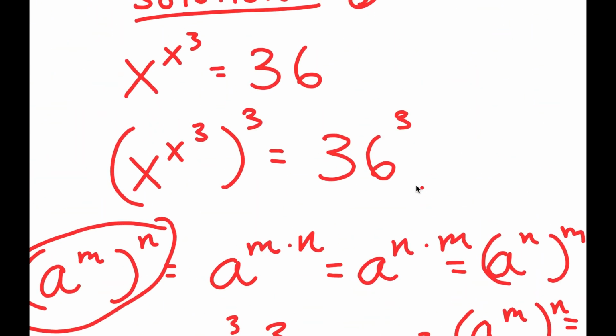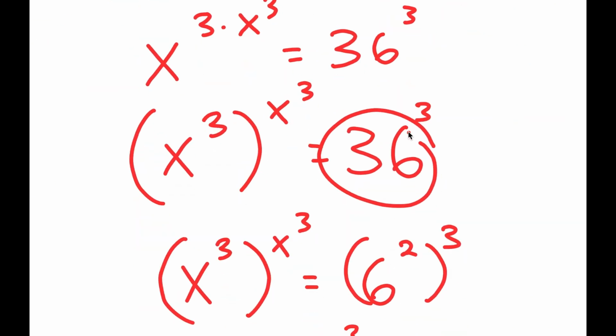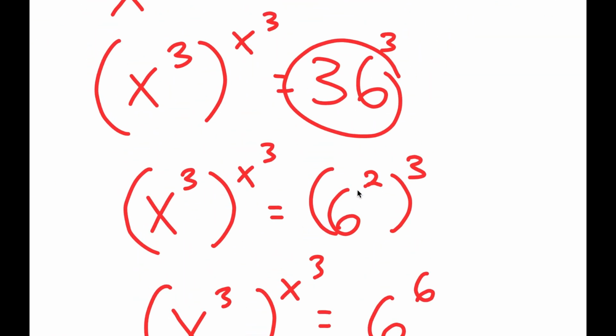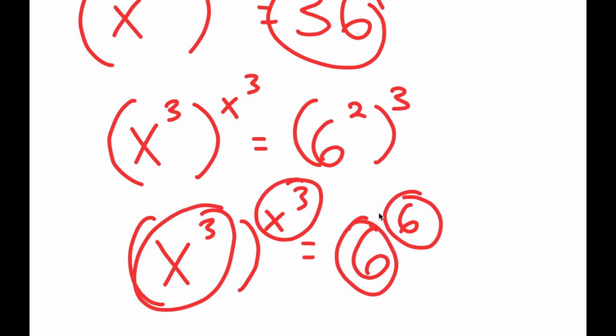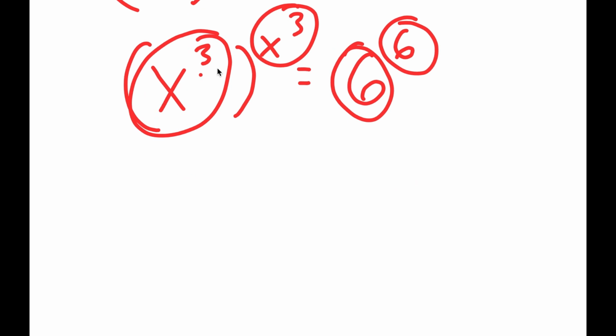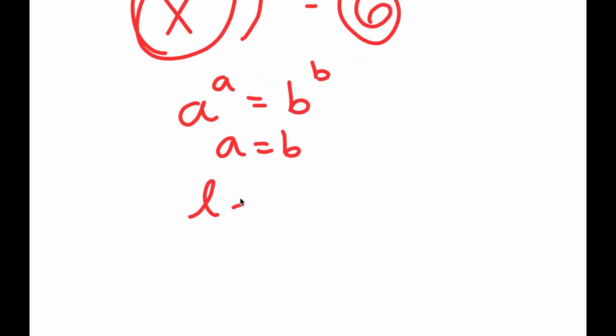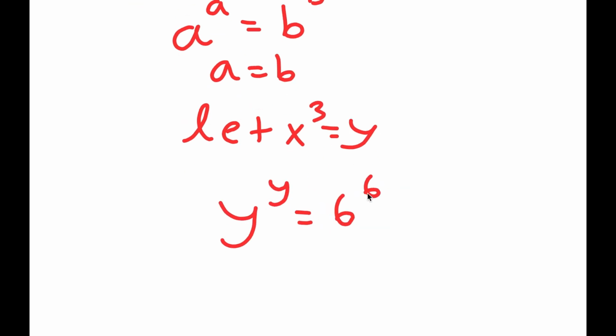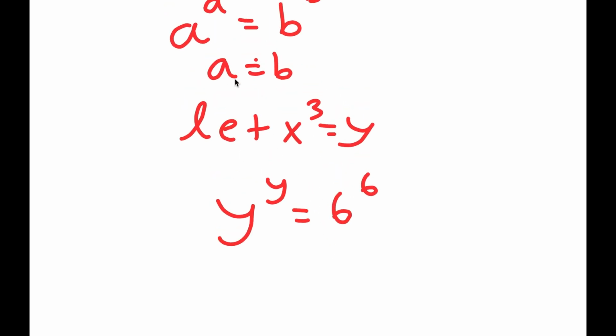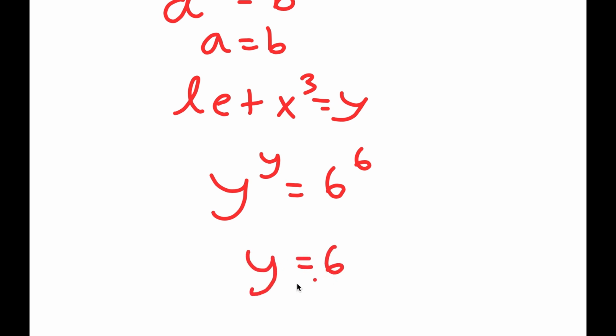Now remember, at the start, how I took the power of 3 on both sides, the reason I did that was because now I have something to the power of something is equal to something to the power of something. So we can just say x to the power of 3 is a, and 6 is b. So if I have something in the form a to the power of a is equal to b to the power of b, this means that a equals b. But I'm going to let x to the power of 3 equal to the variable y. So I get y to the power of y is equal to 6 to the power of 6, and I'm doing this so it's simpler to understand. But now, this means that y is equal to 6.